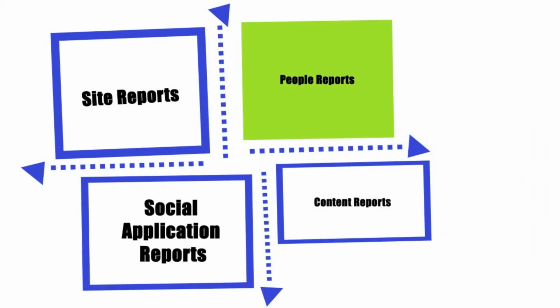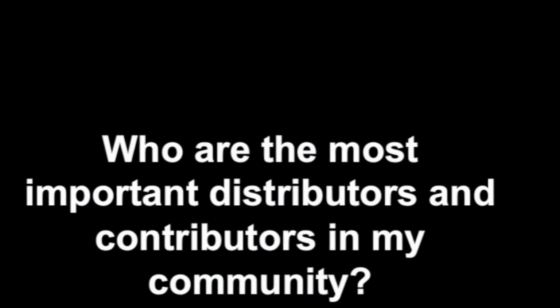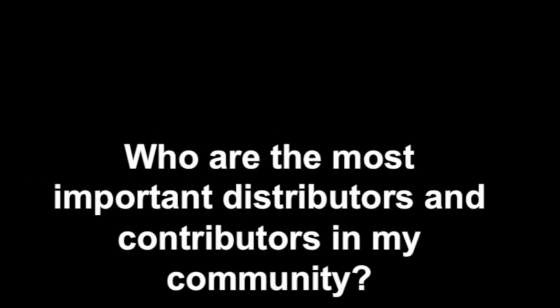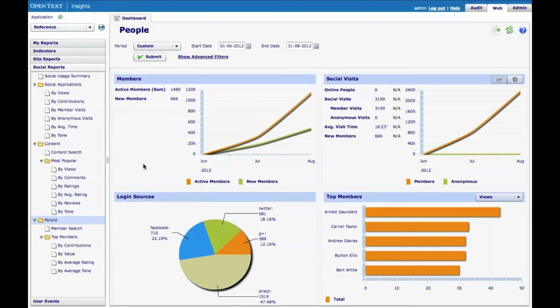Finally, the people report type, which answers the main question, who are the most important distributors and contributors in my community? Similar to the content and social panels, people pivots to a member-centered approach of the information obtained by OpenText Web and Social Analytics. What's the evolution of the members in your community? How are they distributed? Where do they come from? And furthermore, who are they? How do they behave, even individually?